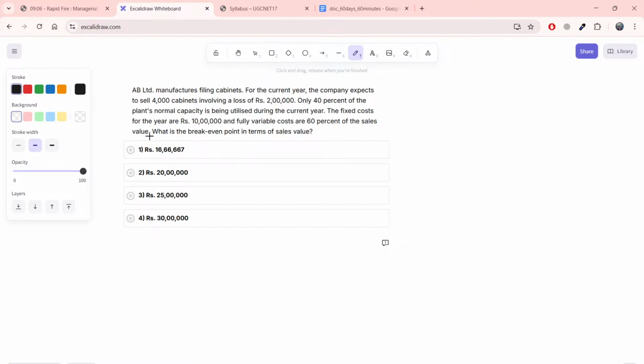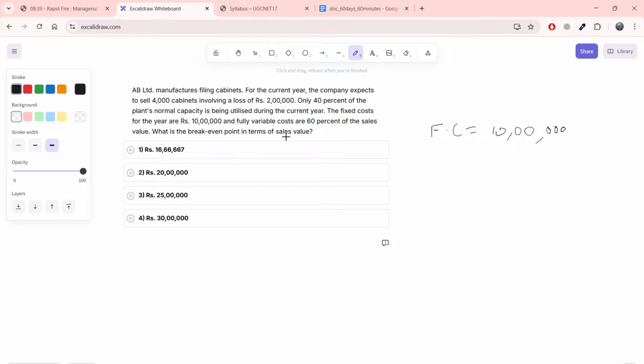So first, fixed cost for the year is 10,000. First let's write fixed cost. Fixed cost हमारे पास है 10 lakh, we have 10 lakh. And fully variable cost are 60% of the sales.